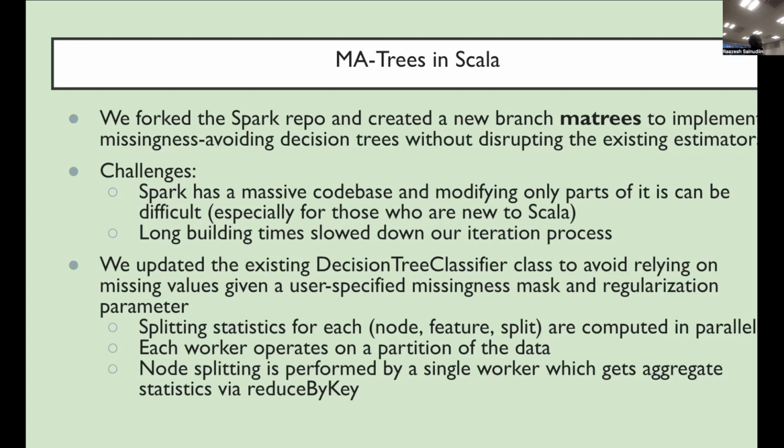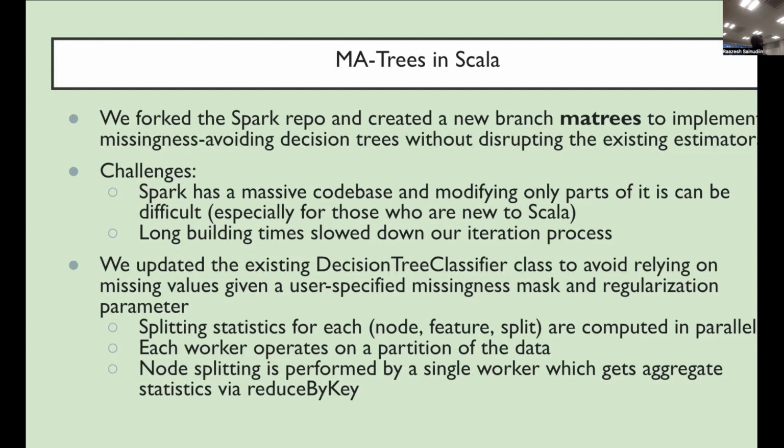It's a massive code base, and it's very nested. We wanted to change parts of the code that were related to the decision trees, but trees are also foundational in random forest and gradient boosting as well. So it was a bit tricky to get it to work. And also building Spark from scratch takes at least 45 minutes, so that slowed down our iteration process.